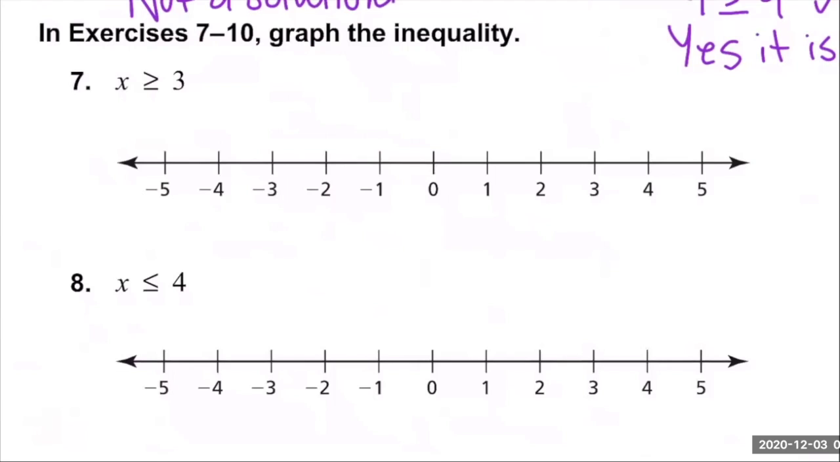So 7, right away I see 3, so I'm going to find my 3. Then I see that it's greater than or equal to, so that means I have to include that 3 in my solution. And then I'm like, which way is my line going to go? Oh, it's going to get bigger then. And so then I draw my arrow. So pause here and do 8 on your own.